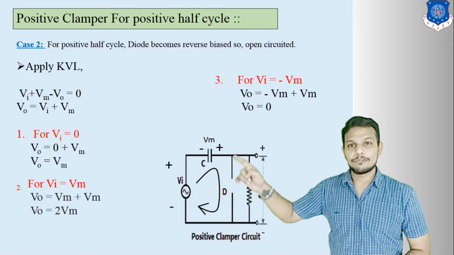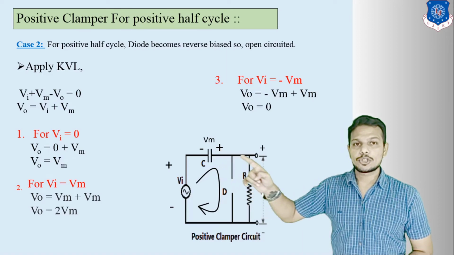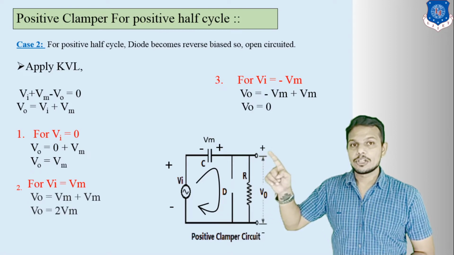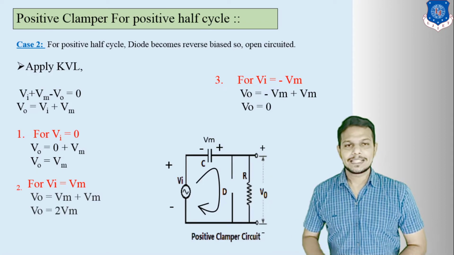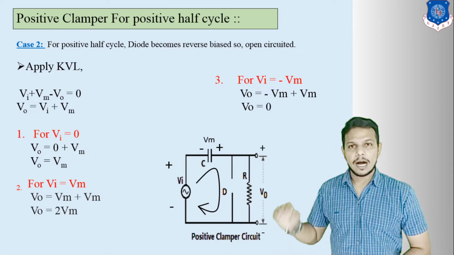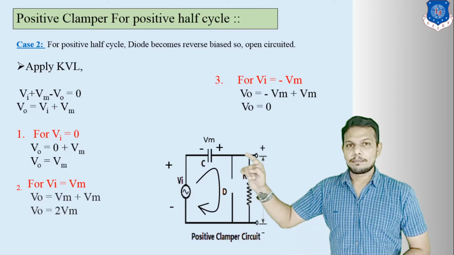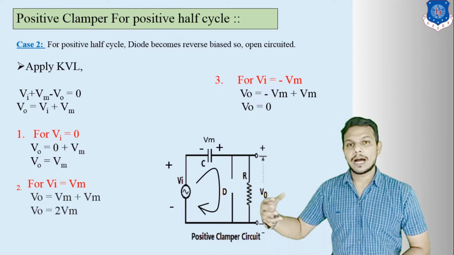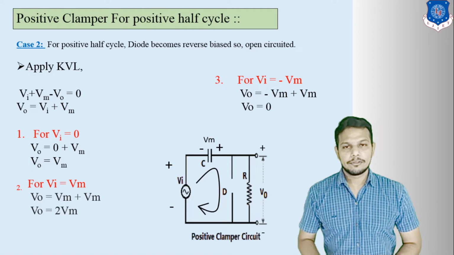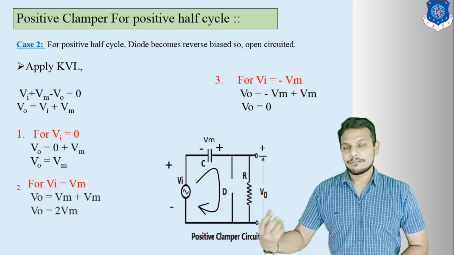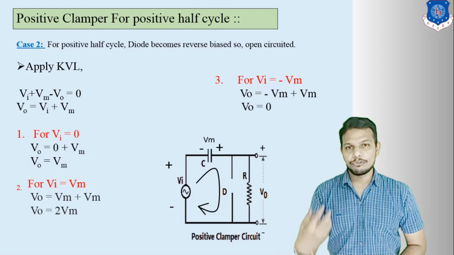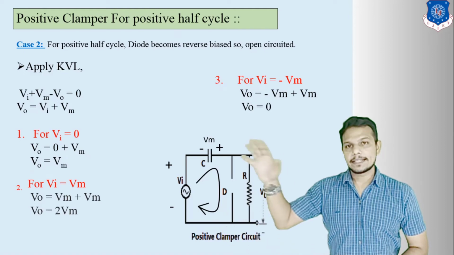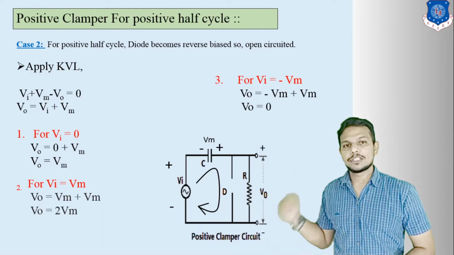So we put here VI plus VM, then it goes to the VO side, but VO's first sign is positive, so we put here minus VO is equal to 0. Finally, our KVL equation is VI plus VM minus VO is equal to 0. Now we have to find the output voltage across this resistor, so we can make VO common, which becomes VO is equal to VI plus VM. Now we are going to put different values of VI in this equation and we will get the output voltage value.